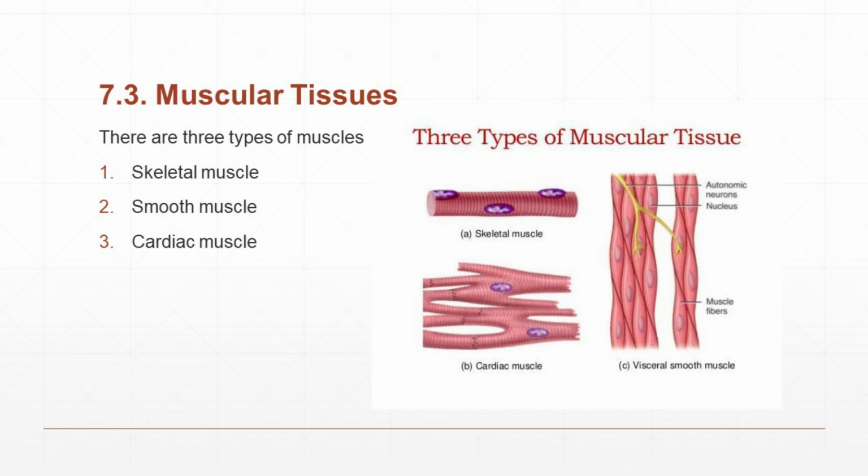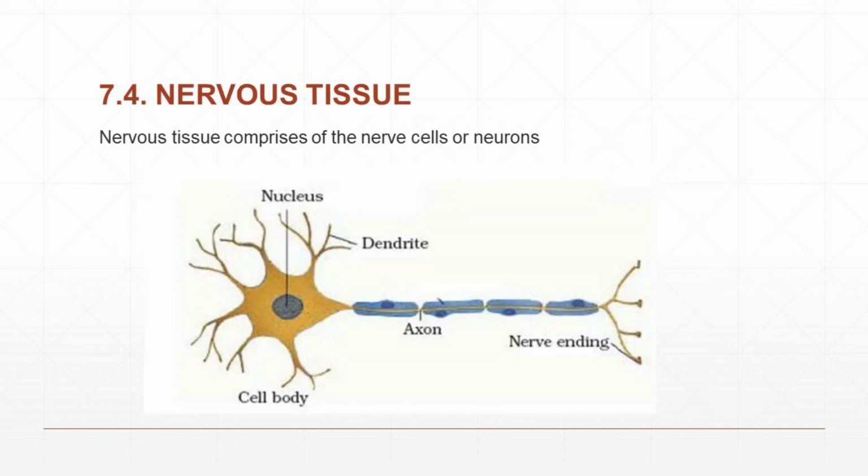The next one is nervous tissue. Nervous tissue comprises the nerve cells and neurons. They are the longest cells of the body. Neurons are the structural and functional units of the nervous system. You see the diagram and you can learn about that nerve cell, neuron.